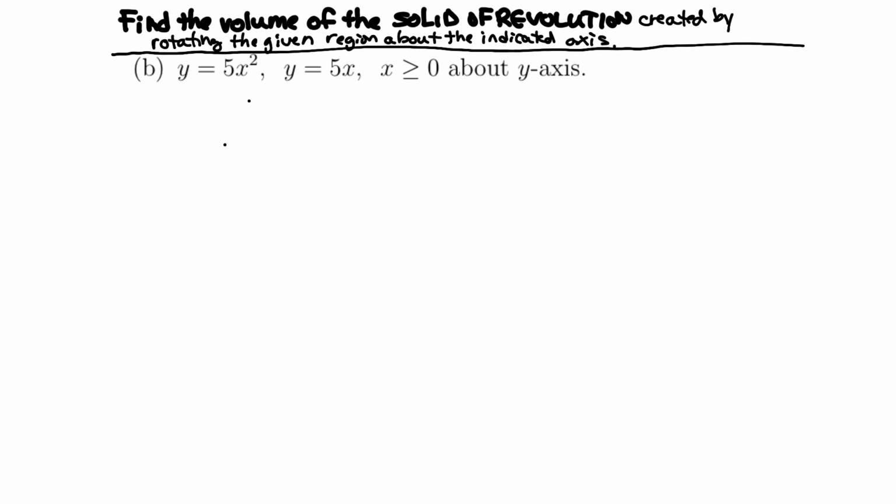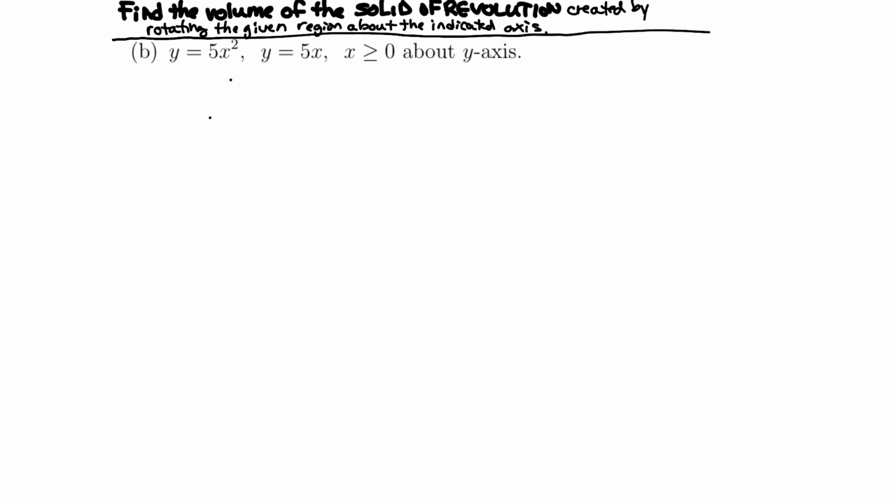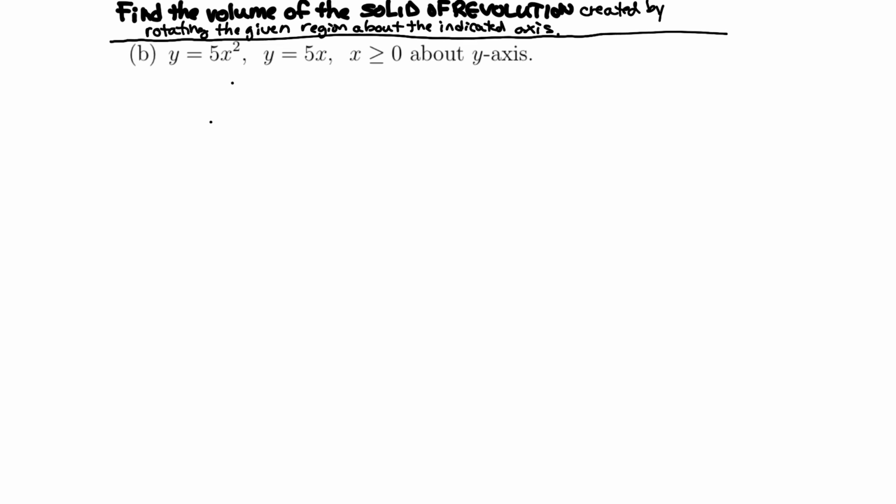And so we're going to take y equals 5x squared, y equals 5x. The region bounds those two. X greater than or equal to 0 means we're going to be looking specifically in the first quadrant, when you guys graph this thing, you'll see. And we want to send that about the y-axis. There will be a gap. You will create a shape that has a gap when you do this, and your job is to use washer method to get the solid of revolution.